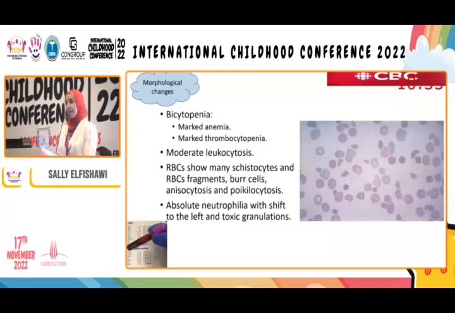Let's have a look at the morphological changes. There was bicytopenia, anemia, thrombocytopenia. There is moderate leukocytosis, and the RBC morphological changes here are very important. There are many schistocytes and many RBC fragments, burr cells, anisocytosis, and poikilocytosis. There was absolute neutrophilia with shift to the left and toxic granulations.